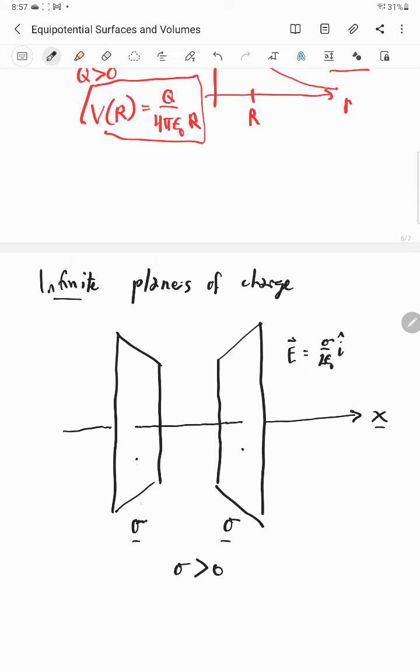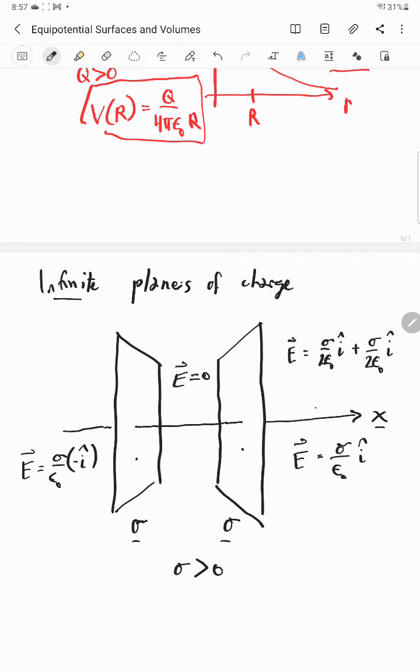That's the electric field due to, say, this plane of charge. But this plane of charge, way over on this side, contributes exactly the same amount because the electric field is constant. So that means that the electric field is just sigma over epsilon naught i hat on this side. But way over here on this side, the electric field is sigma over epsilon naught, but in the opposite direction, so negative i hat. But in between, the electric field is 0.